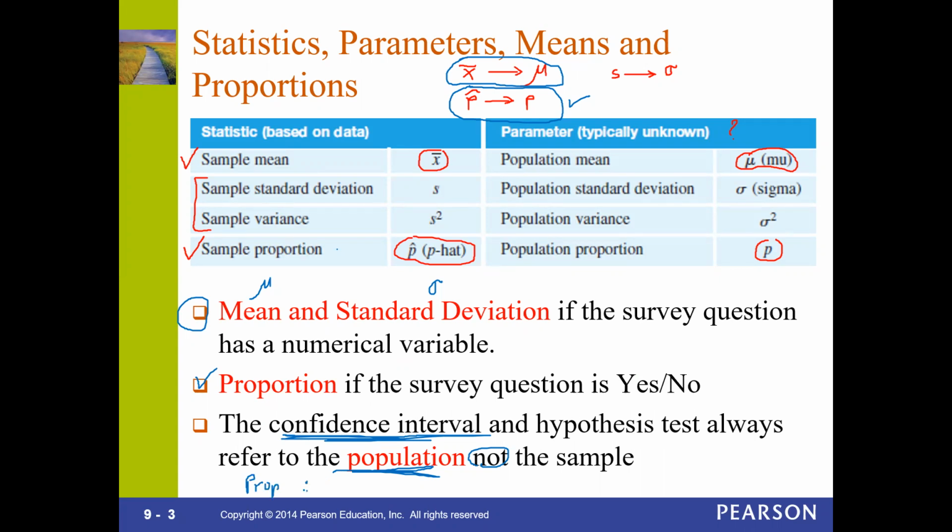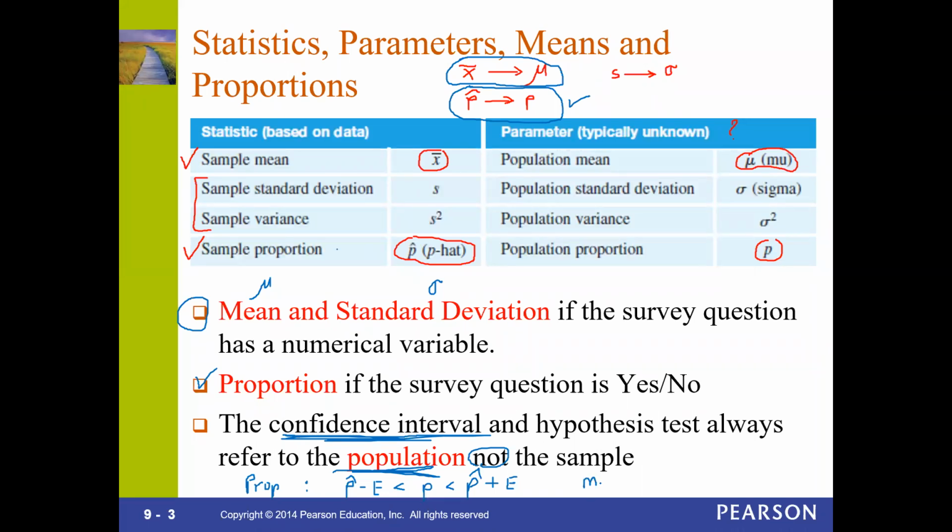For example, if you're doing proportion, for confidence interval, it'll be something like this. It's going to be p hat minus E less than p less than p hat plus E. As you can see, p is the unknown. So p is in that interval. p is in the range.